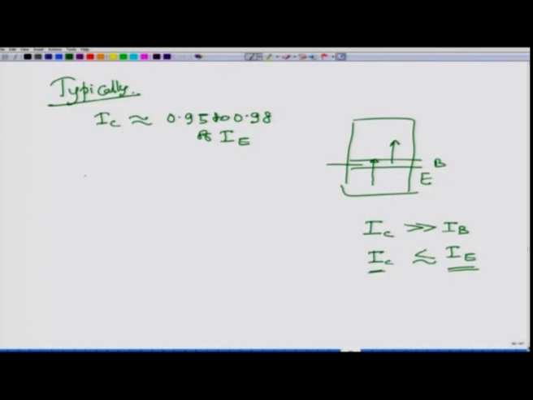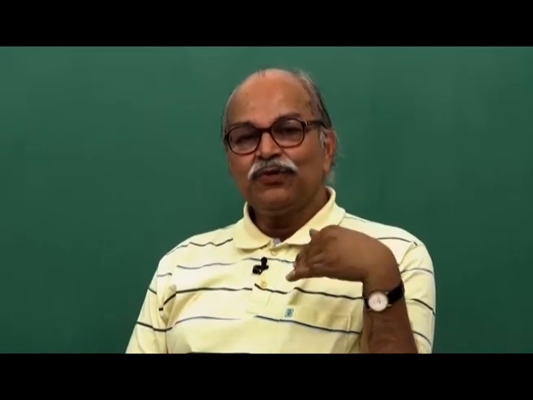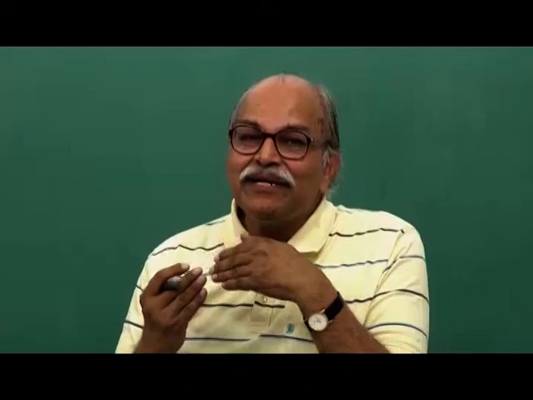The remaining 2% to 5% is going through the base, and we define a parameter called beta, which is IC over IB. This is known as beta, and typically it will have values from, let us say, 20 to 50 or like that, depending on the construction of the transistor. And in the applications, we are actually not looking at the DC voltages and DC currents, because those are for proper biasing of the circuit. We are actually looking at the incremental changes.